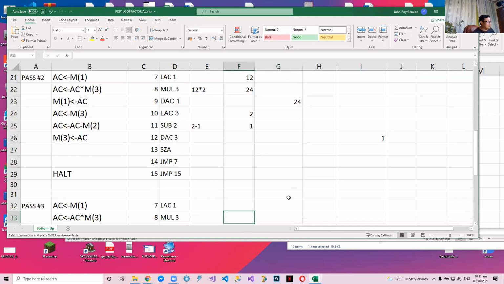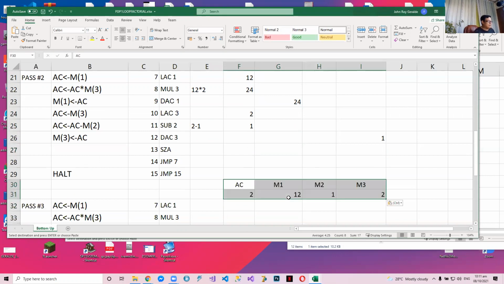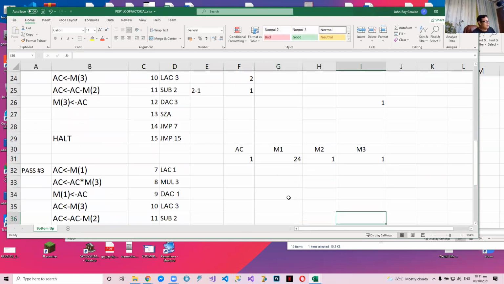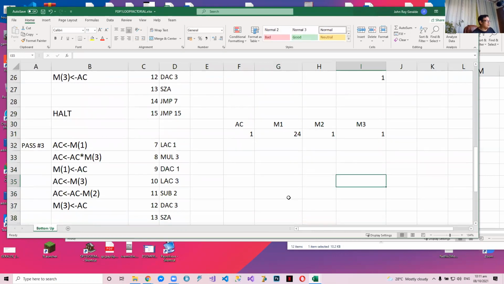Anyway, this is in our site. Okay. The accumulator is 1. This is now 24. This is 1. Okay, do you follow? So LAC 1. LAC is load accumulator, so the accumulator becomes 24. Okay, MUL 3. So this becomes 24 times 1 because 3 is 1. 24 times 1 becomes 24. And then we DAC 1, so this becomes 24 also.